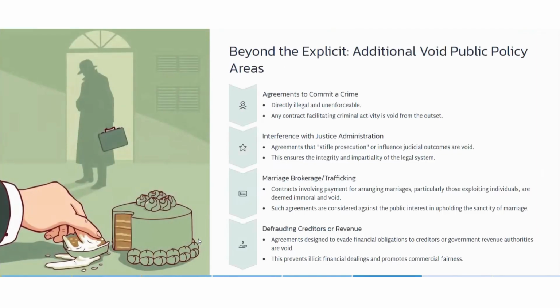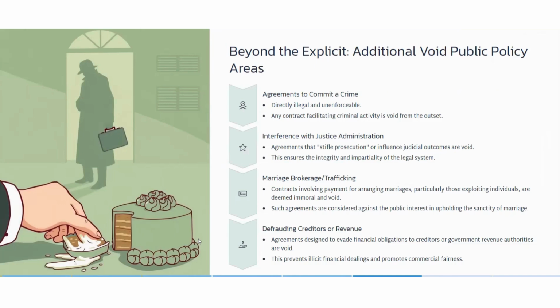Beyond the explicit void agreements, public policy areas include: agreement to commit a crime, which is directly illegal and unenforceable; any contract facilitating criminal activity is also void from the outset. Interference with the administration of justice: agreements that stifle prosecution or influence judicial outcomes are void. This ensures the integrity and impartiality of the legal system.